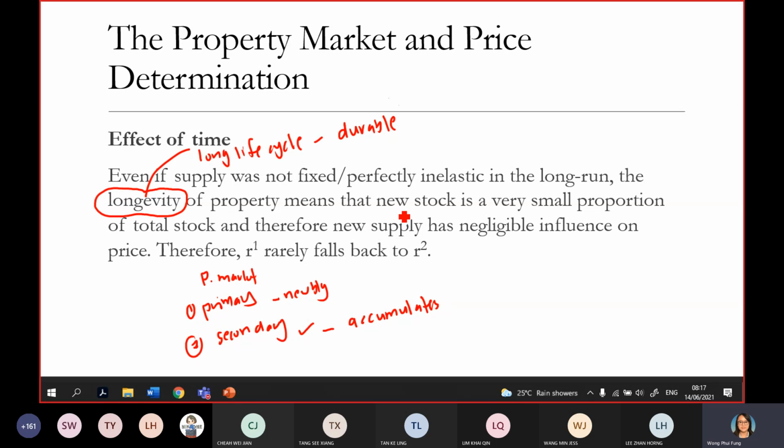Okay, so although we say that, just now we say new property adds in. Say for example, when Utah moves in, we supply more property at Sungai Long lah. But this new building, new property, is only maybe 10% out of the total property market of 100%. So this 10% is actually a very small portion only, as compared to the secondary market which consists of 90%. Okay, so this 10% is a very small proportion.